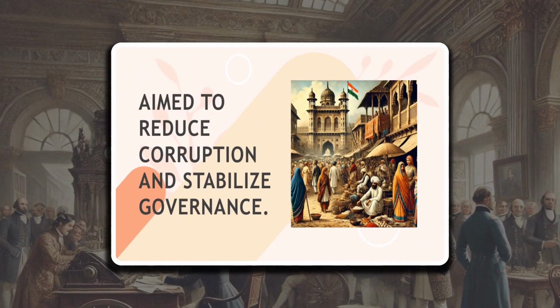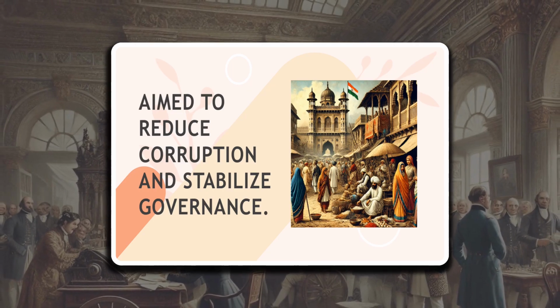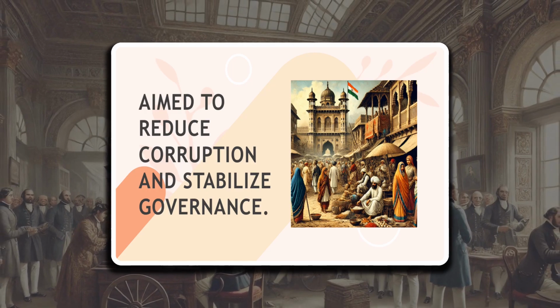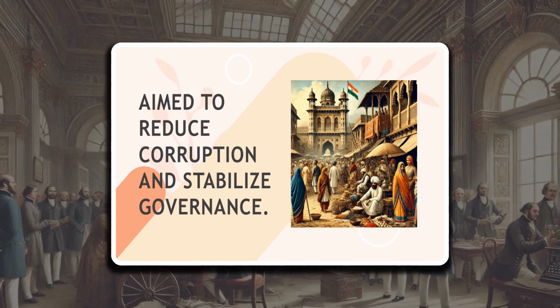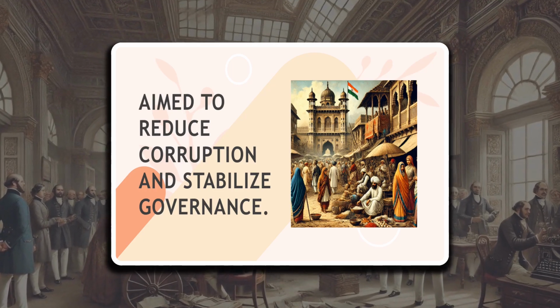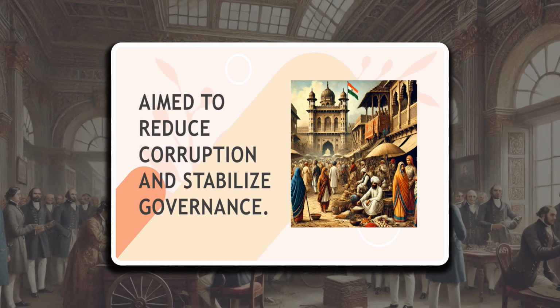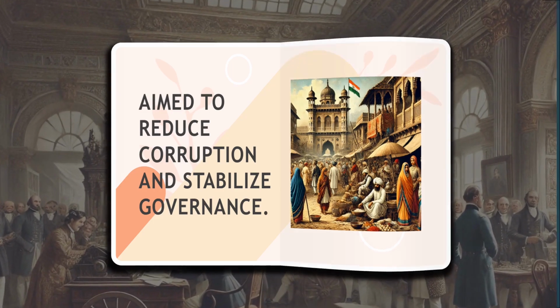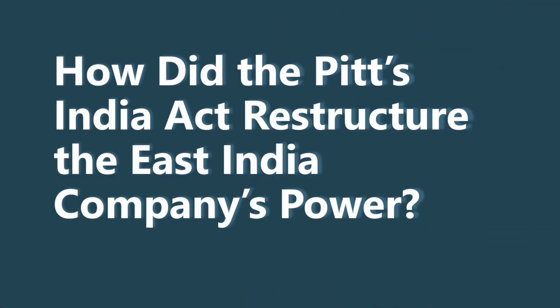The Pitt's India Act aimed to curb this unchecked power, stabilize governance, and reduce corruption. It was not just a legal reform, it was a crucial shift in British colonial strategy, marking the beginning of the British government taking direct control over Indian affairs, a precursor to the British Raj that would take full shape by 1858. How did the Pitt's India Act restructure the East India Company's power?